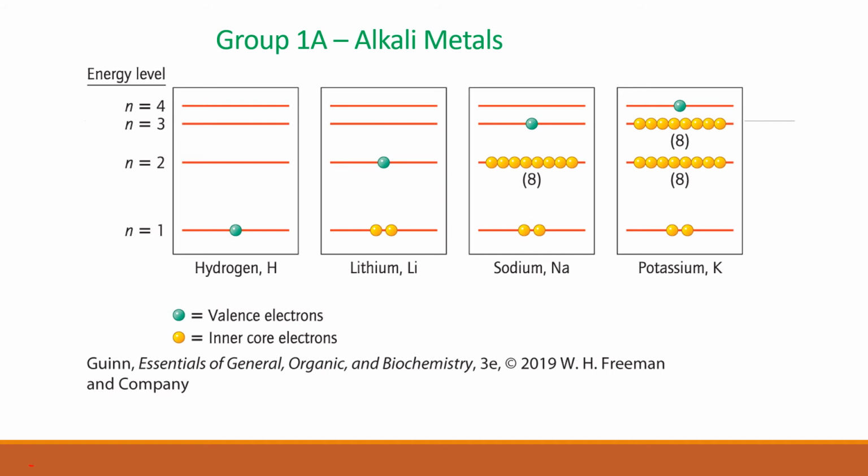The electrons in the highest energy level of an atom are known as valence electrons. For example, this figure represents the energy levels of hydrogen, lithium, sodium, and potassium. As you can see, hydrogen has only one electron, and in the previous slide we learned that the first energy level can hold a maximum of 2 electrons, so this one electron will stay in the first energy level.